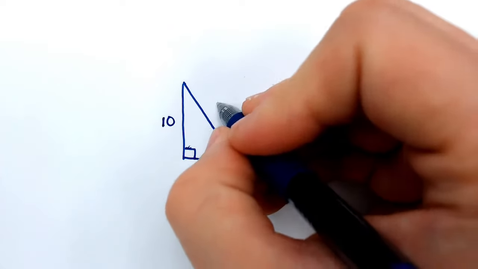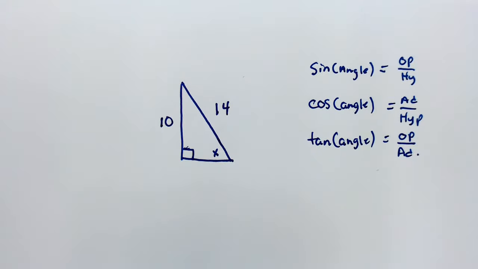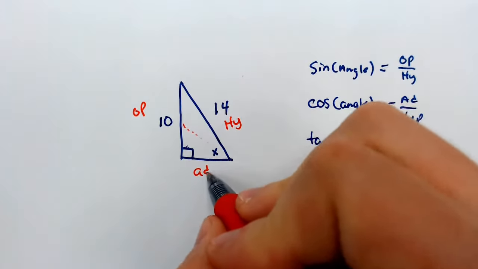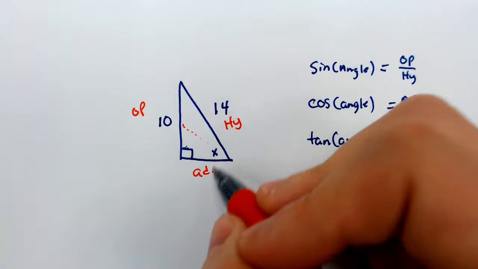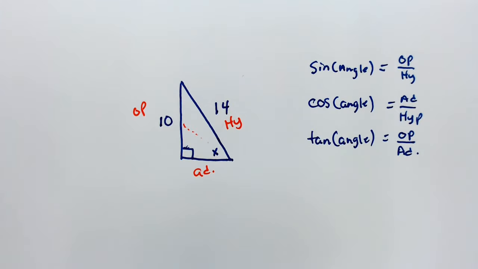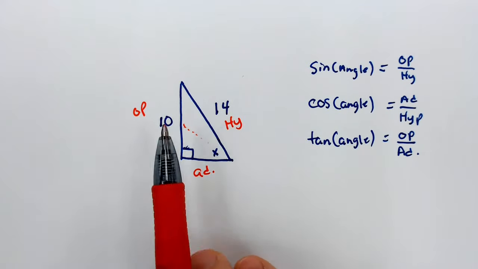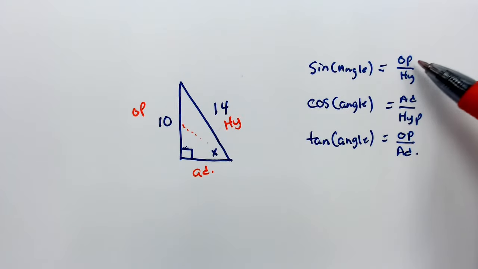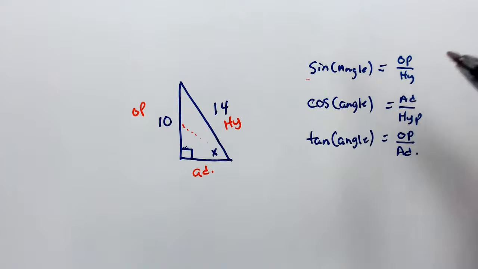So you're still going to have things given to you, like let's say that's 10 and this is 14. You're still going to identify your opposite, across from the x, your hypotenuse, across from that 90 degrees, and your adjacent, which is next to the x. In between the adjacent and hypotenuse is going to be where your x or your angle is. And you're going to look at it and be like, okay, I have the opposite, I have the hypotenuse. Which trig function do I have to use? Opposite hypotenuse. Well, wait a minute, that's sine. Opposite hypotenuse has sine in it. So we're going to use the sine.